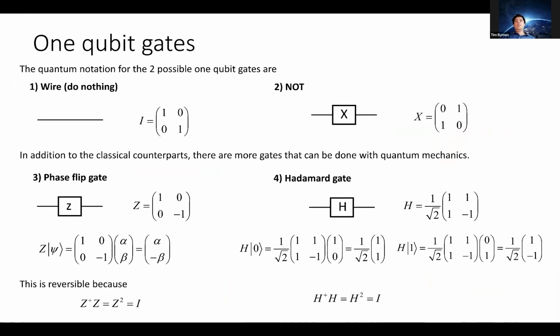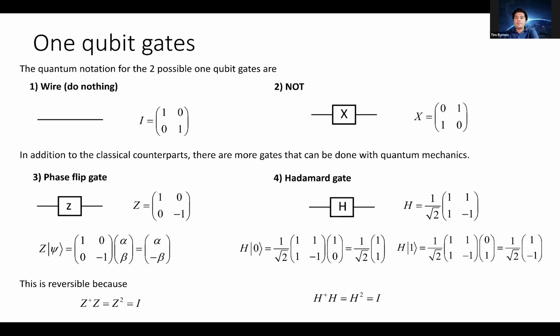So we kind of tried to generalize the classical case and ended up with 2 out of 4 of them being valid quantum gates, which is kind of encouraging. It means that you can make some quantum gates. Now, are there other quantum gates? Well, the answer is yes. There are actually many 1-qubit gates. And so here are just a couple more examples.